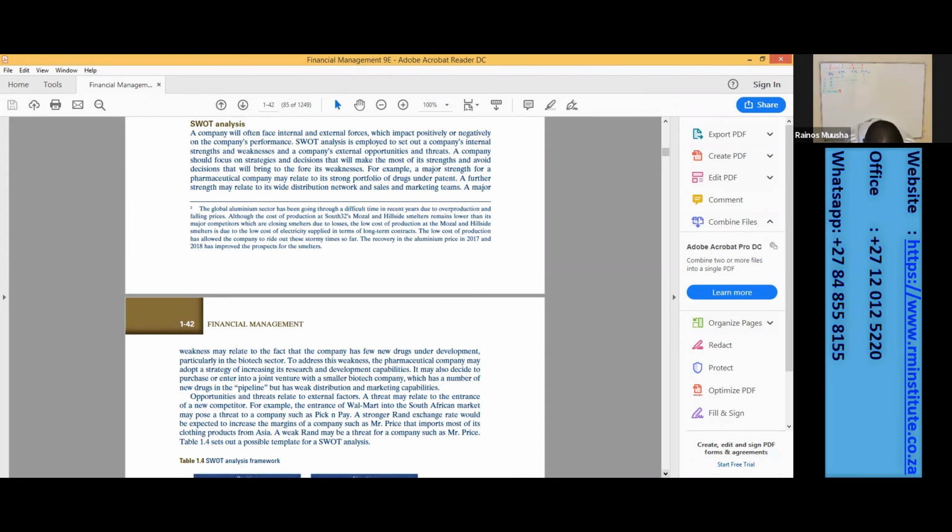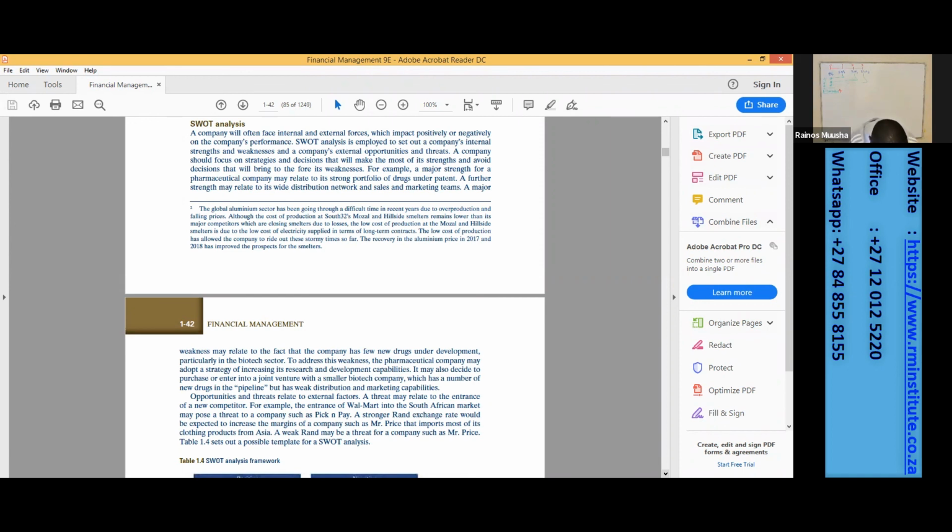Then, when it comes to opportunities and threats, they say opportunities and threats relate to external factors. So a threat may relate to the entrance of a new competitor. For example, the entrance of Walmart into the South African market may pose a threat to a company such as Pick and Pay. A stronger rand exchange rate would be expected to increase the margins of a company such as Mr Price that imports most of its clothing products from Asia. So a weak rand may be a threat to a company such as Mr Price.